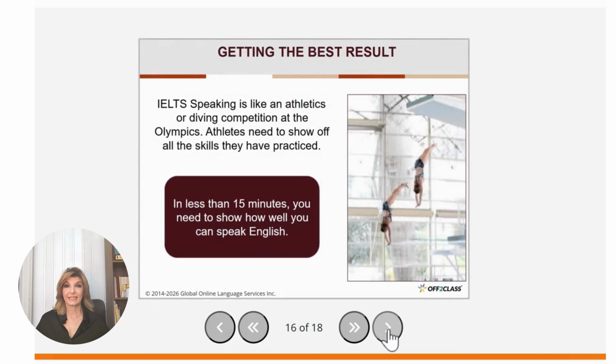Now, getting the best results. For example, any exam is like you're competing in the Olympics. You need to show off your skills at that moment. In less than 15 minutes, you have to be able to do this. So what do you do? How do you get the best result in the exam?